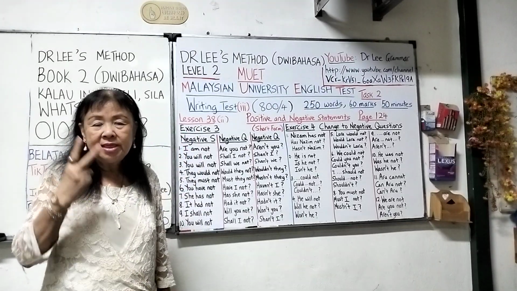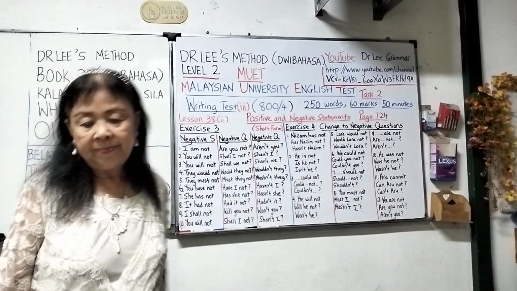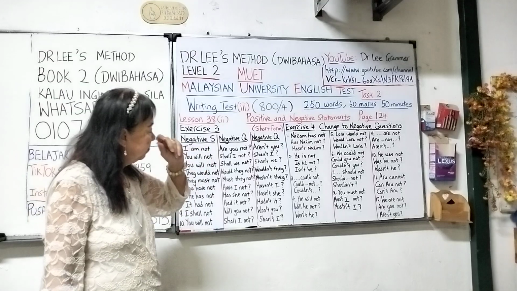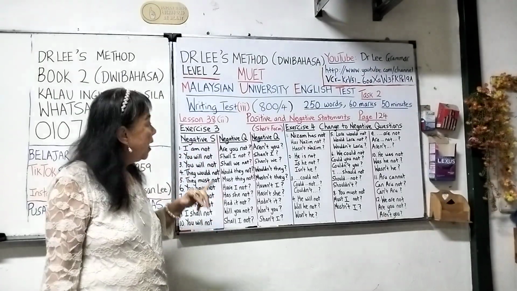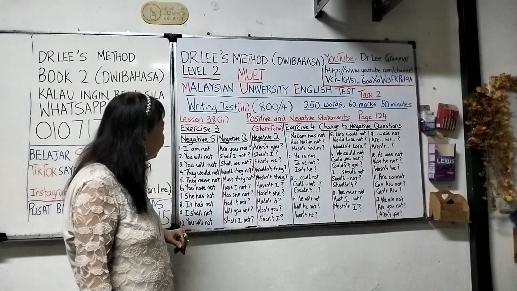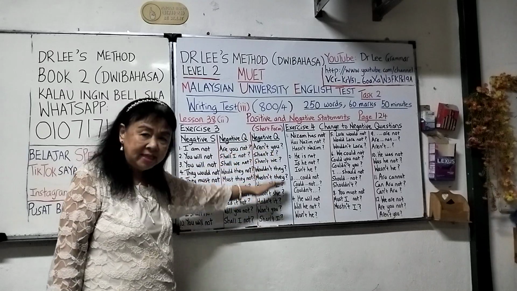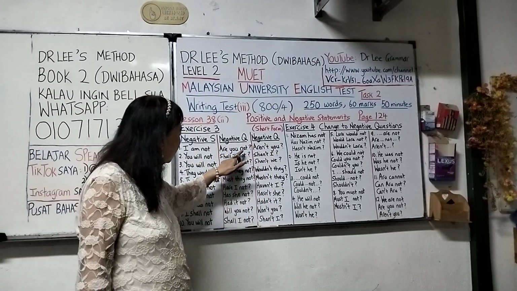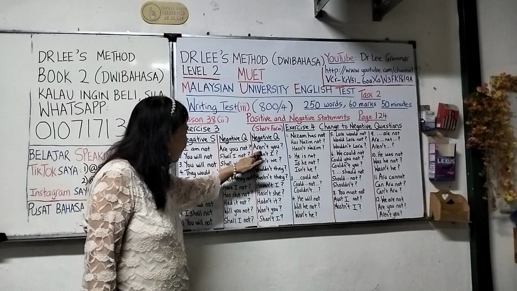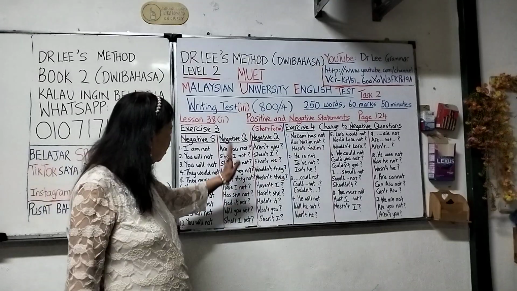This is lesson 38, the second video, and the topic is positive and negative statements. If you have this book, you can turn to page 124. For this video, I will be doing exercise 3 and exercise 4. This exercise is on negative statements, and you change them to negative questions. What is the difference? The difference is the word not. For example, I am not changes to I will not. And then this part is what we call the short form of the negative question. So you are supposed to do that.